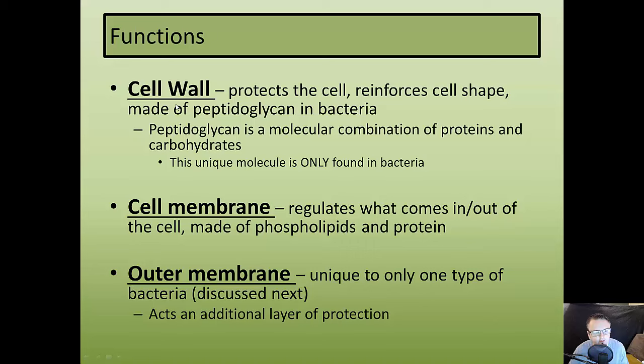So cell membrane, cell wall, and then in some microbes we have a third layer called the outer membrane. This is not found in all microbes. In fact, it's unique to only one type, which we're going to talk about next, and these are called gram-negative bacteria.